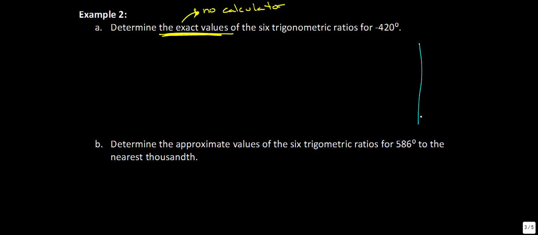So let's first find out which quadrant negative 420 degrees is in. Negative 420 means we're going clockwise, so this would go all the way around to 360 degrees, and then you'd have to go 60 more degrees. So it'd be in quadrant 4 right here.